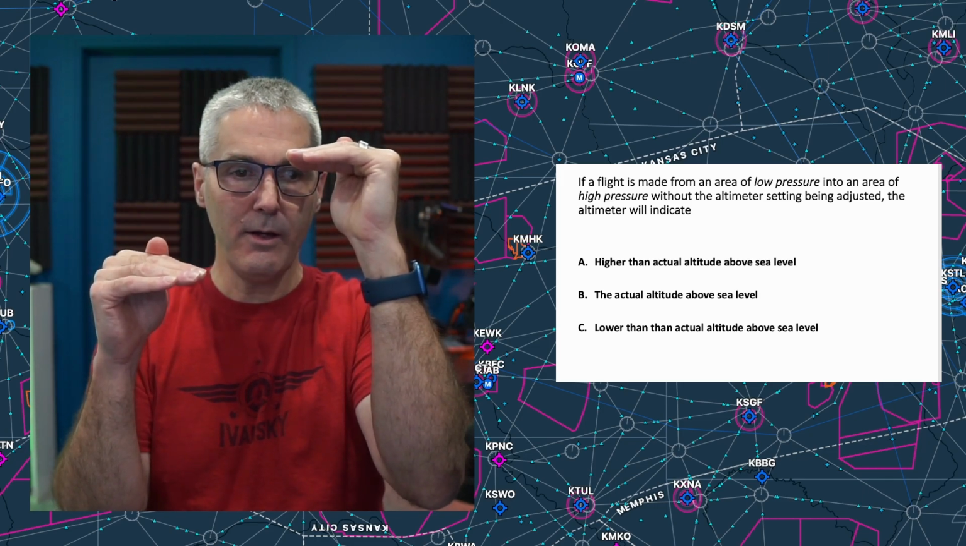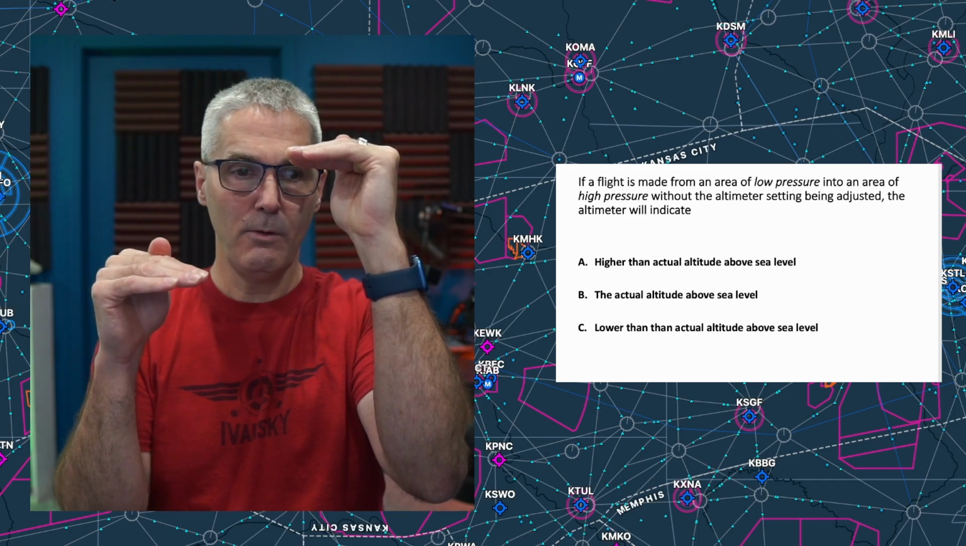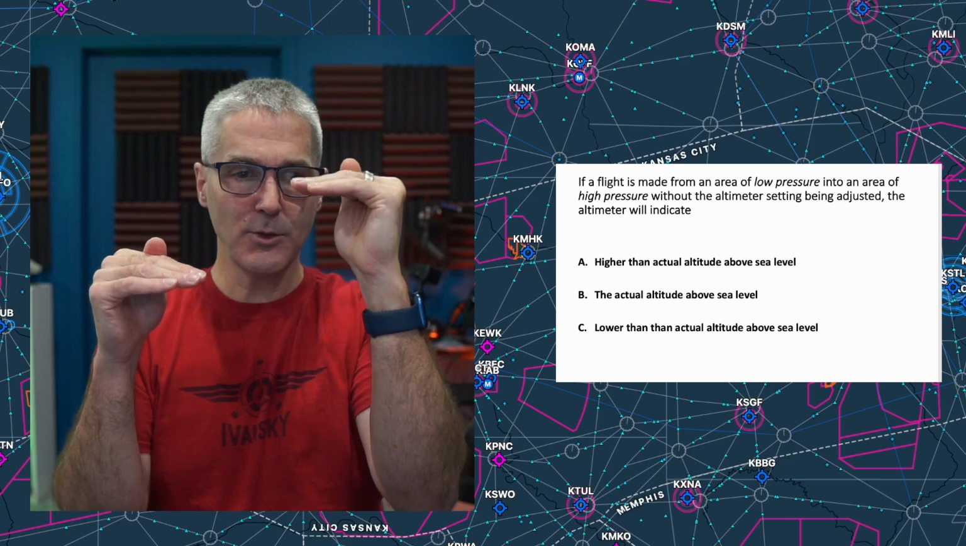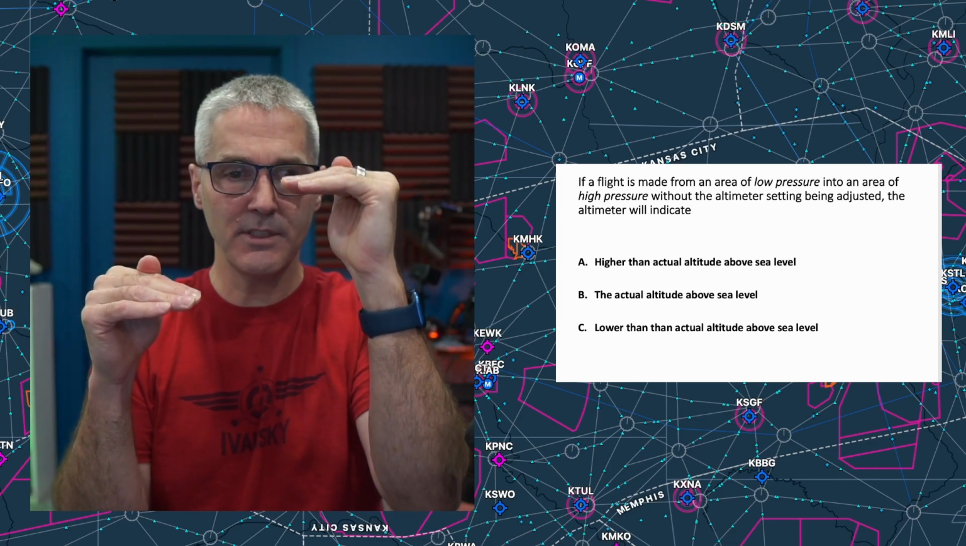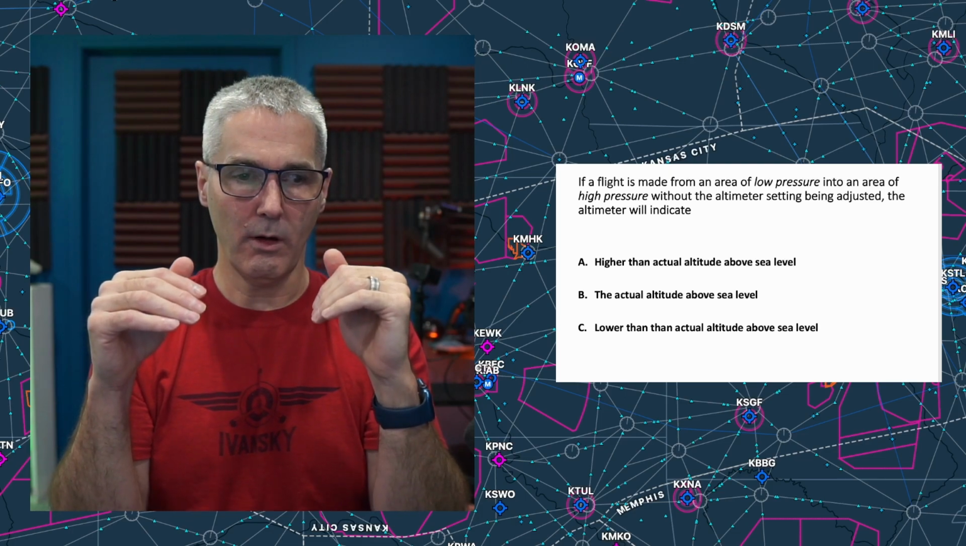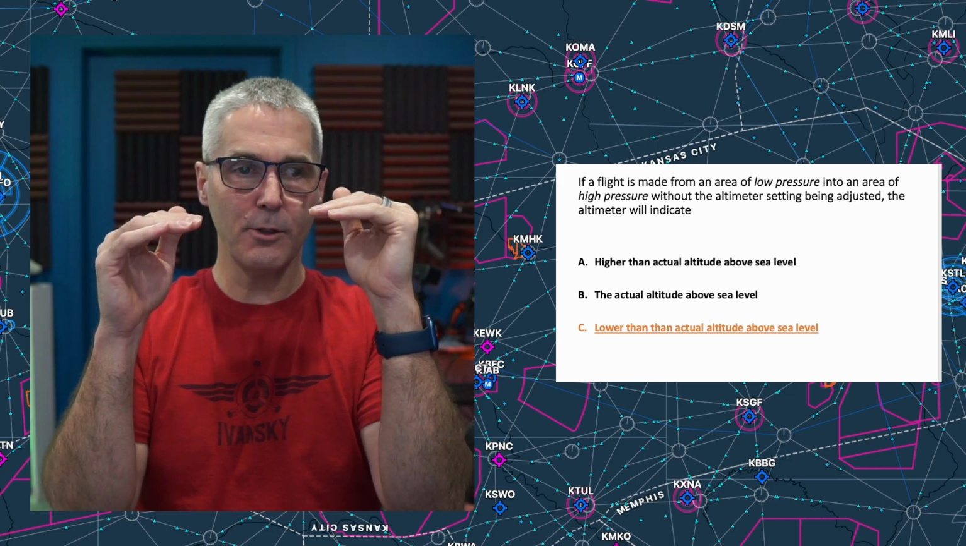A, higher than the actual altitude. No, right now it's lower than the actual altitude. B, the actual altitude above sea level. No, that would look like this. C, lower than the actual altitude above sea level. And C is the correct response.